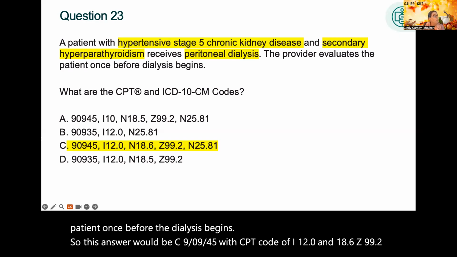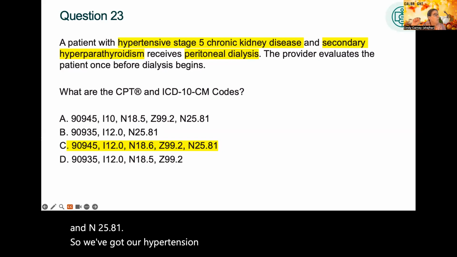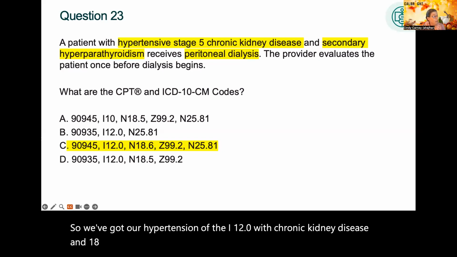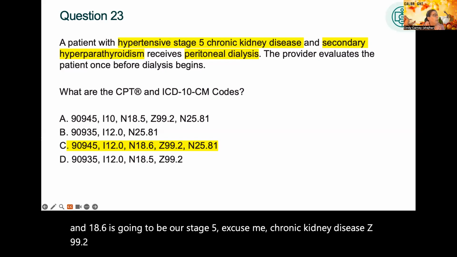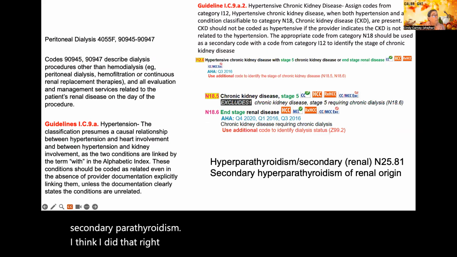Z99.2, and N25.81. So we've got our hypertension of the I12.0 with chronic kidney disease, and N18.6 is going to be our stage 5, excuse me, chronic kidney disease. Z99.2 is going to be the dialysis, and N25.81 would be the secondary hyperparathyroidism. I think I did that right. Yep.